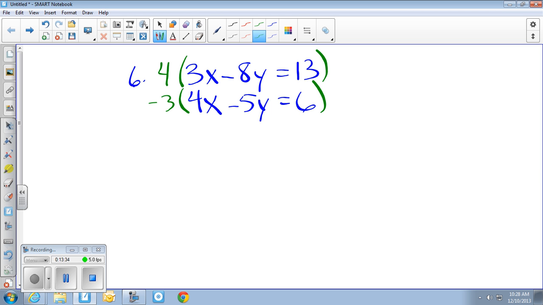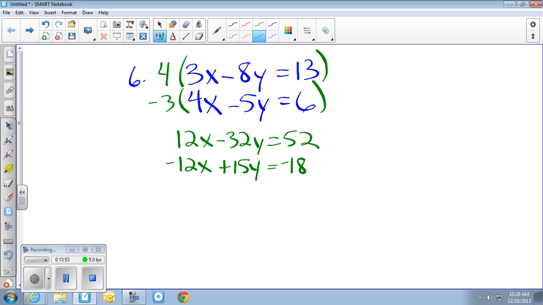So let's rewrite them. So that's the first equation rewritten, everything multiplied by 4. And then the second equation is going to be negative 12x plus 15y is equal to negative 18. So now I can eliminate my x's. That leaves me with negative 32y plus 15y, which is negative 17y, is equal to 34. So that gives me y is equal to negative 2.